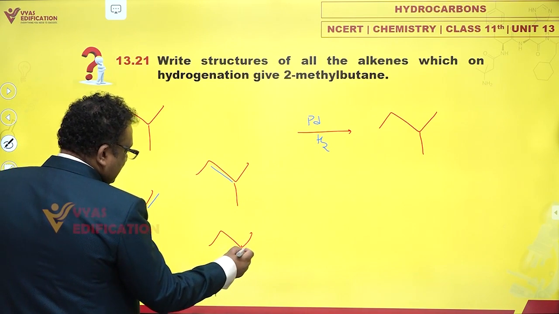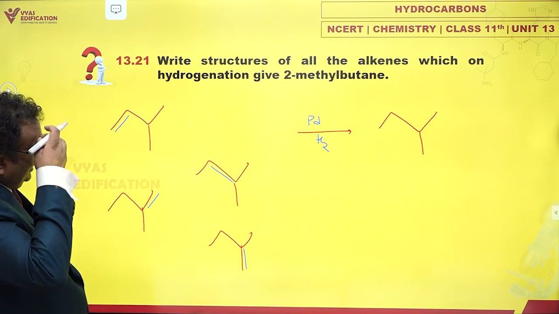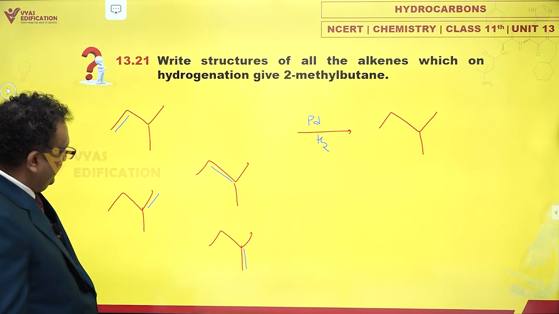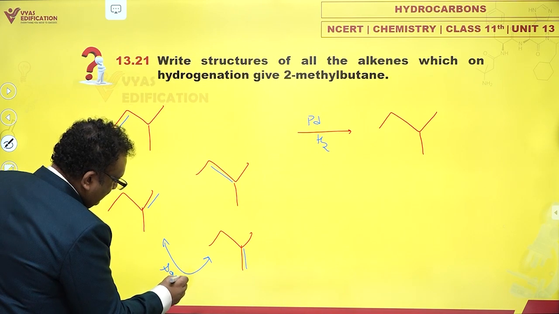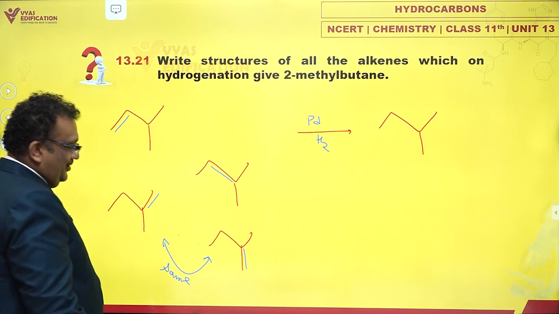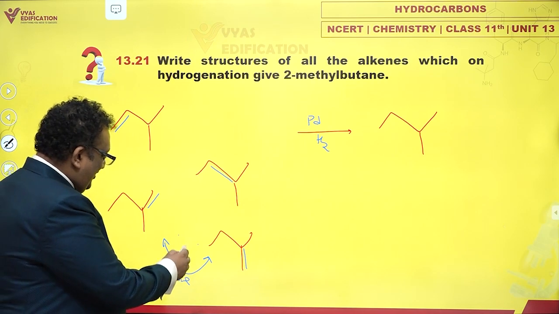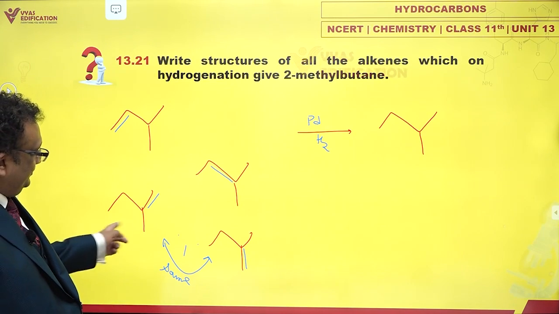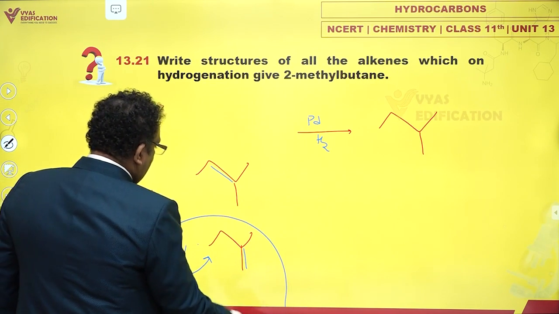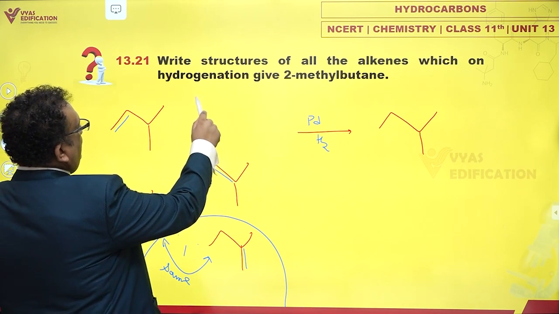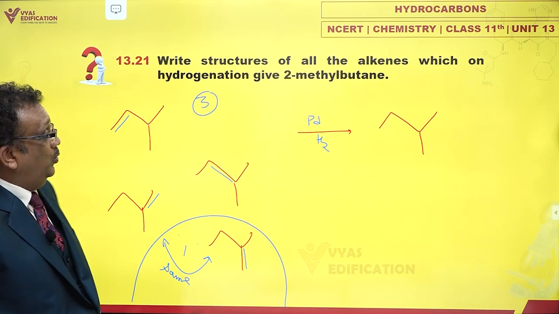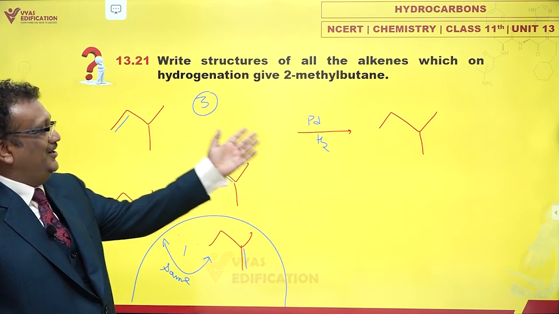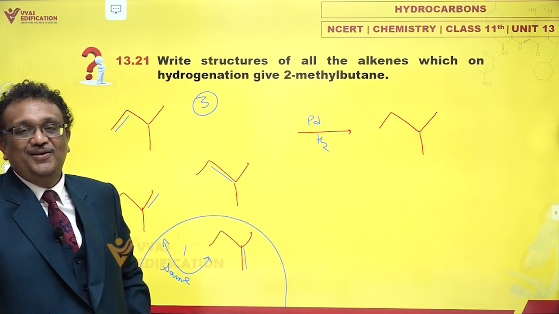And somebody might say this is the fourth alkene. Unfortunately, the answer would be no. Why? Because they are the same. What a shame. Yes, they are the same. So, you just don't have to count this. 1, 2, and 3. These are the 3 structures of 3 alkenes, which on hydrogenation can give you 2-methyl butane.